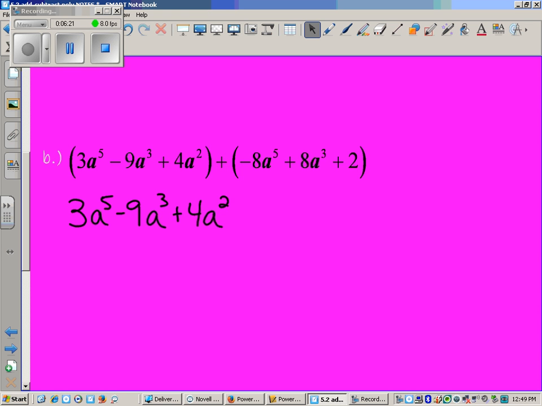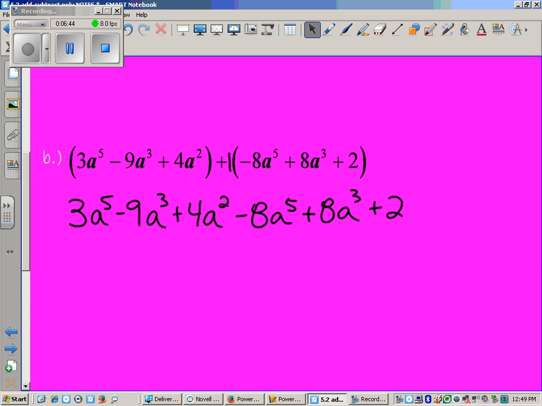Is there anything in front of the second set of parentheses I have to distribute? It's a positive sign, or a positive 1. But when I take a positive 1 and multiply it by negative 8, isn't it still just a negative 8? So the second set of parentheses doesn't change much either. But I wouldn't leave my answer like that. So don't I have like terms that I can combine?